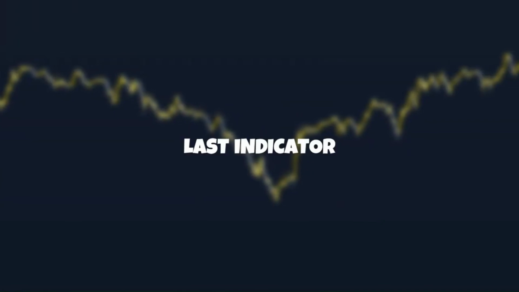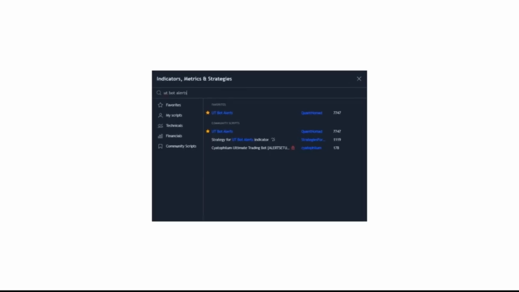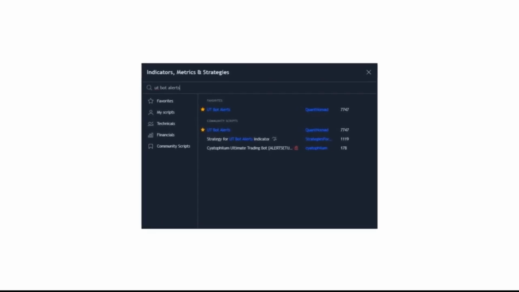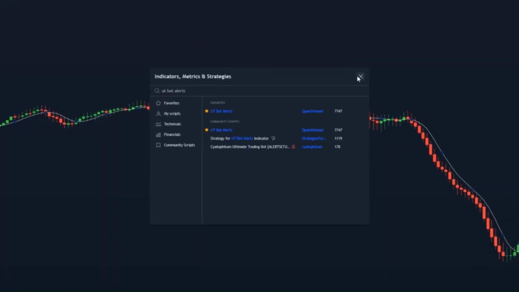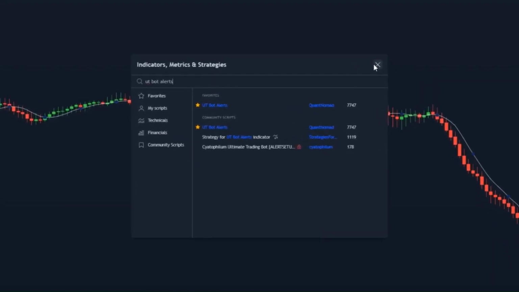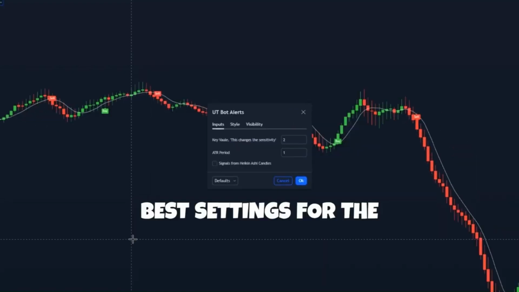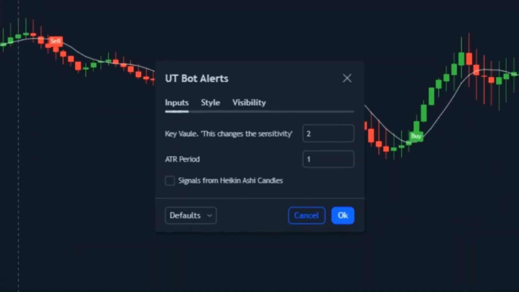And finally, for the last indicator that this whole strategy is built around, head up to indicators for the final time and type in UT Bot Alerts. In my opinion, this is the best buy sell indicator on TradingView.com, and with these settings that I'm going to share with you now, we can make huge profits and very consistent wins. Now, the best settings for the UT Bot Alerts indicator: change the key value to 2 and the ATR period to 1, and make sure the signals from Heikin Ashi candles is turned off.